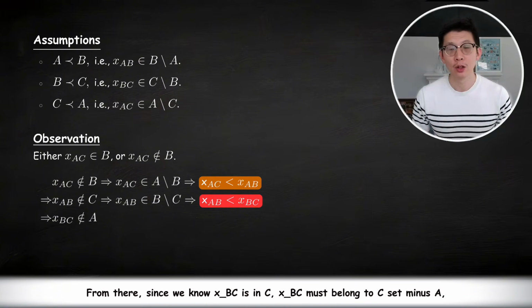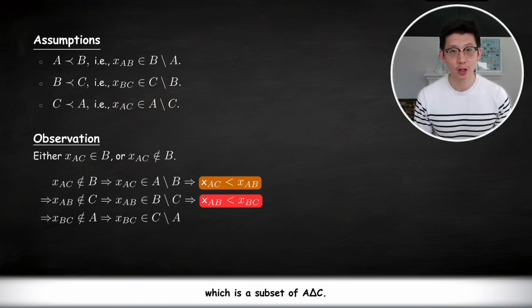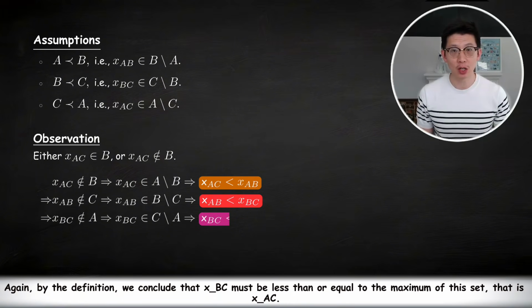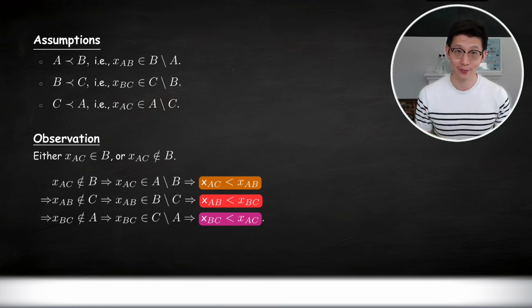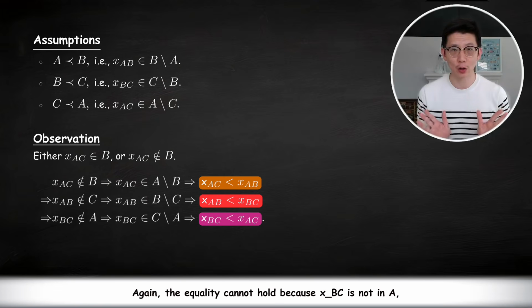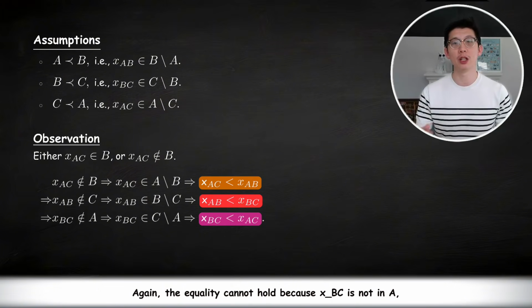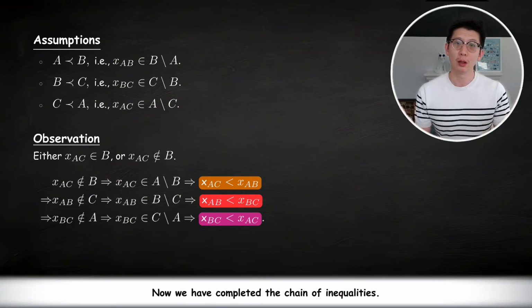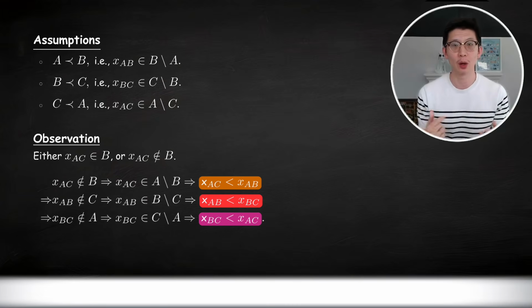From there, since we know XBC is in C, XBC must belong to C set minus A, which is a subset of A delta C. Again, by the definition, we conclude that XBC must be less than or equal to the maximum of this set, that is, XAC. Again, the equality cannot hold, because XBC is not in A, yet XAC is indeed in A. Now we have completed the chain of inequalities.